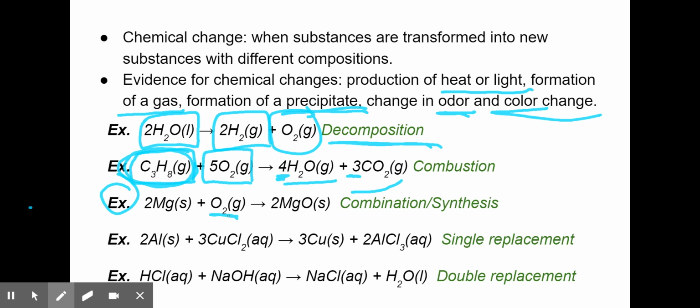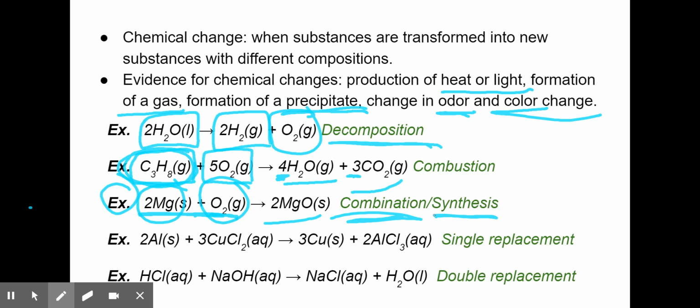But for sure it's combination and synthesis. So here we've got a magnesium strip. It's probably being lit with a Bunsen burner, reacts with the oxygen, and now we're taking two different substances and combining it into one, which is the combination synthesis, naming that we're using.